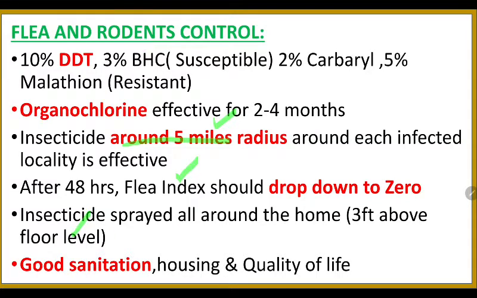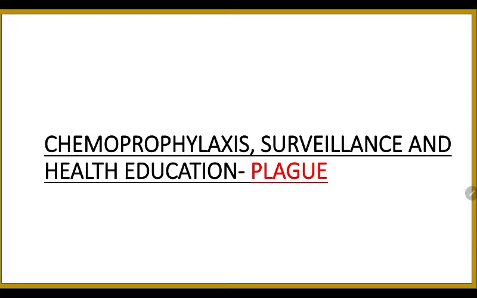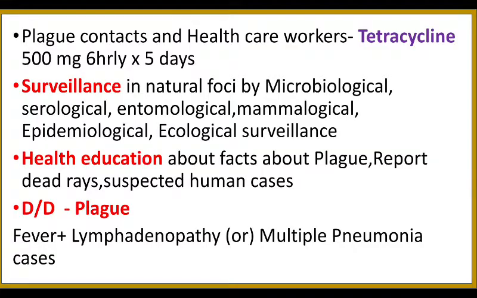For rodent control, good sanitation in the home, good housing, and increased quality of life can control the rodents. Now coming to chemoprophylaxis, surveillance, and health education. For chemoprophylaxis, remember only one thing: tetracycline is the drug of choice, 500 milligrams 6 hourly for 5 days, to be given to plague contacts and all healthcare workers.